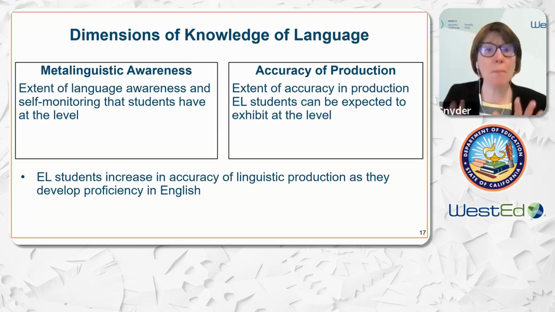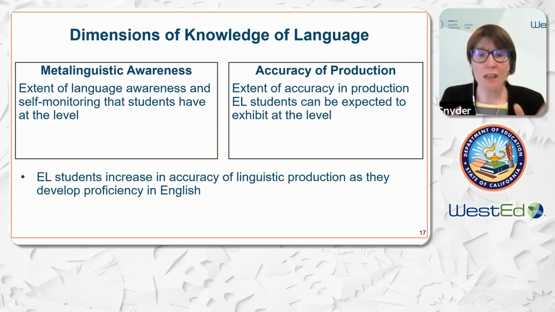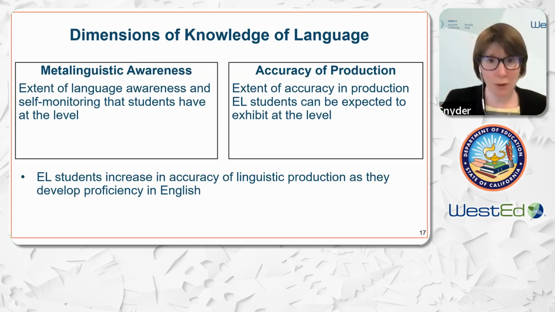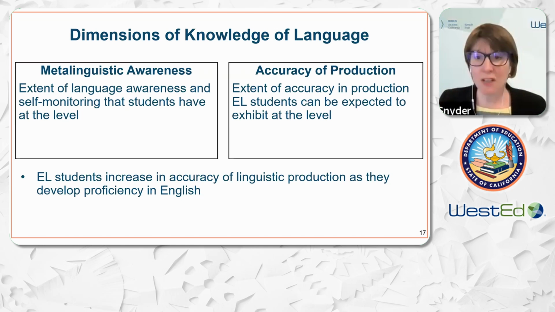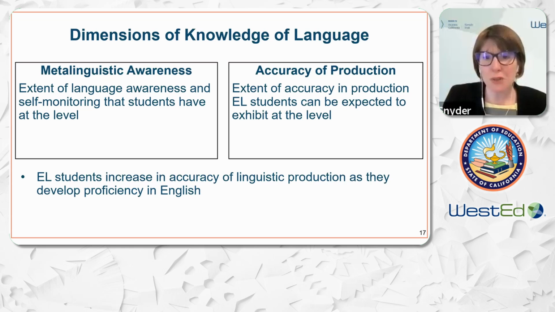Now, there are two dimensions of knowledge of language. They're described as metalinguistic awareness and accuracy of production. Metalinguistic awareness is the extent of language awareness and self-monitoring that students have at the level. And accuracy of production is the extent of accuracy in production EL students can be expected to exhibit at the level. So EL students increase in accuracy of linguistic production as they develop proficiency in English.